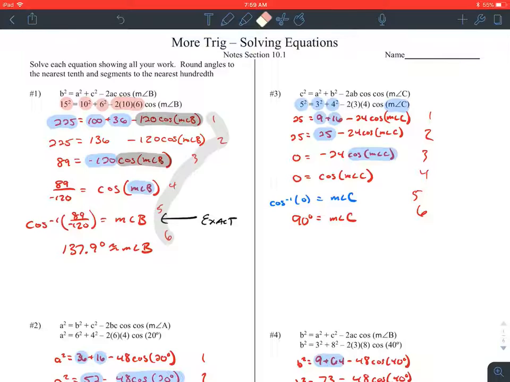The homework would be the same homework assignment that has the same name as these notes, 10.2.